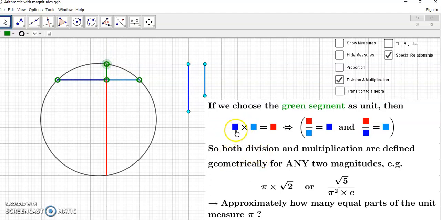So if we do that, then we know that the product of these two lengths, of the dark blue and the light blue, gives us the length of the red line. And obviously this comes from the fact that the quotient of this red line and this light blue line is the dark blue line, okay? And also the quotient of this red line with the dark blue line is the light blue line, okay? So both division and multiplication are defined geometrically for any two magnitudes.